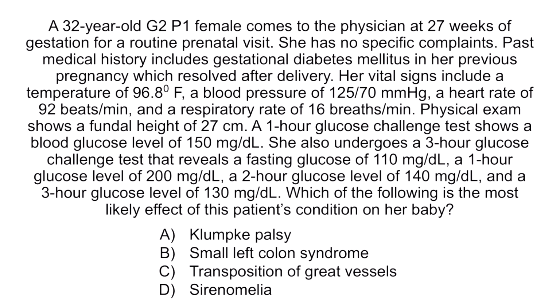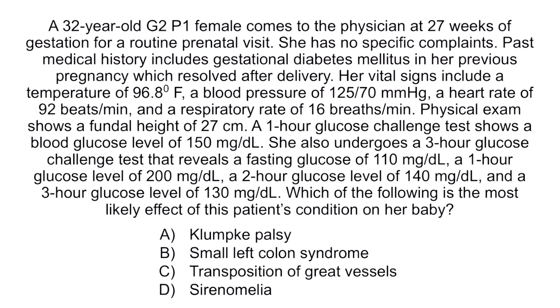A 1-hour glucose challenge test shows a blood glucose level of 150 milligrams per deciliter. She also undergoes a 3-hour glucose challenge test that reveals a fasting glucose of 110 milligrams per deciliter, a 1-hour glucose level of 200 milligrams per deciliter, a 2-hour glucose level of 140 milligrams per deciliter, and a 3-hour glucose level of 130 milligrams per deciliter. Which of the following is the most likely effect of this patient's condition on her baby? A. Klumpke palsy, B. Small left colon syndrome, C. Transposition of great vessels, or D. Sirenomelia.